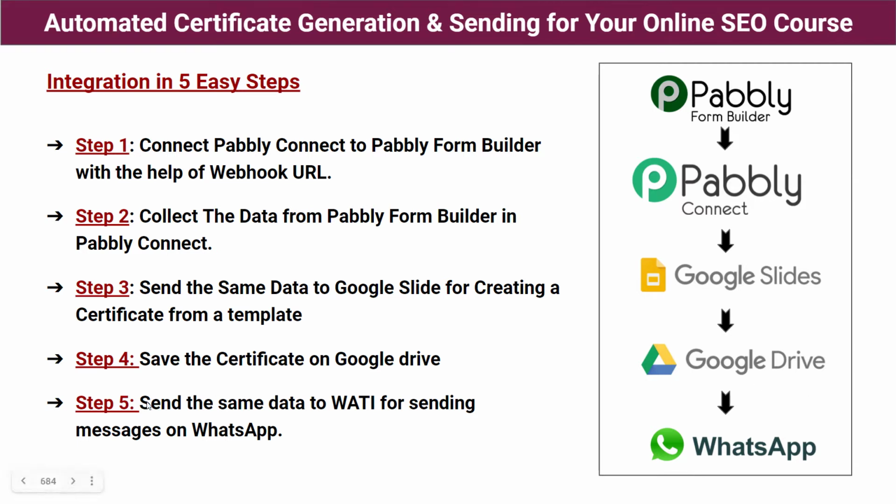And the step 5 is send the same data to Vati for sending messages on WhatsApp. At the last step, we are going to send a message on WhatsApp with the certificate link. And to do that, we are going to use another application called Vati. So I'll tell you what Vati is later on in this video. First of all, let's jump to our step 1 and open Pabbly.